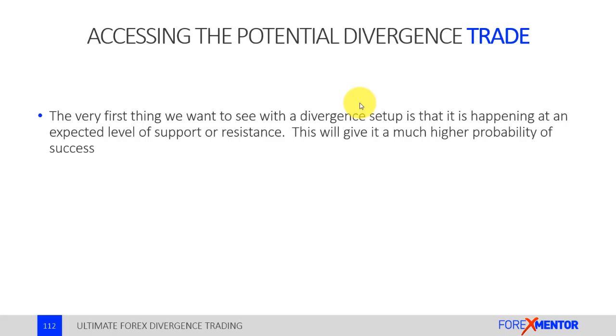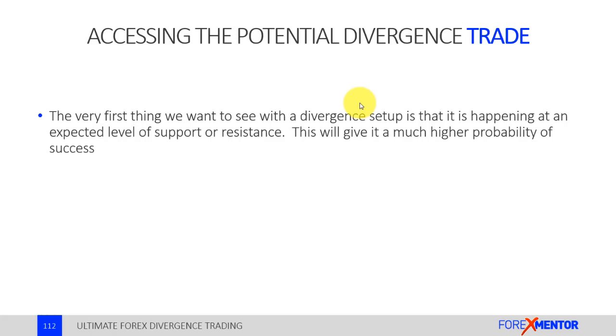And the best way to do this is to have these levels marked off ahead of time. Okay, when you do your top-down analysis, to have these levels marked off already so you can look for price to react to these levels. Okay, that takes away the potential for you to justify trading setups that just aren't very good.